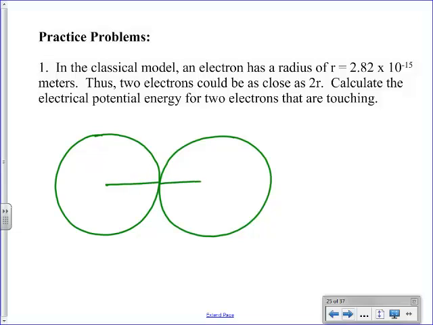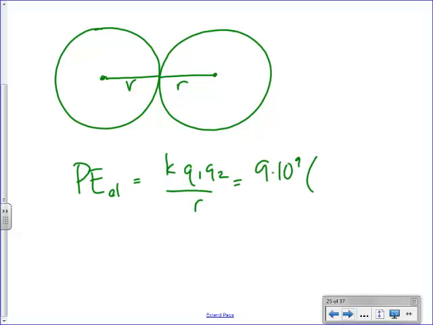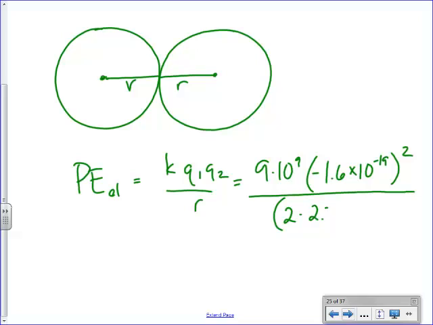First of all, the distance between the centers of the electrons is going to be 2 radii, so I hope that makes sense. And we are going to calculate the electrical potential energy for those two. So I'm going to use the formula. Electrical potential energy equals K Q1 Q2 over R. K is 9 times 10 to the 9th. The charge on one electron is negative 1.6 times 10 to the negative 19th, but I've got two of them. And then the distance between them is going to be 2 times 2.82 times 10 to the negative 15th.